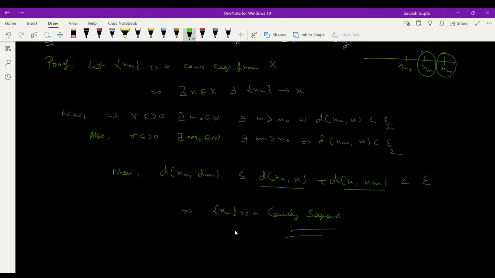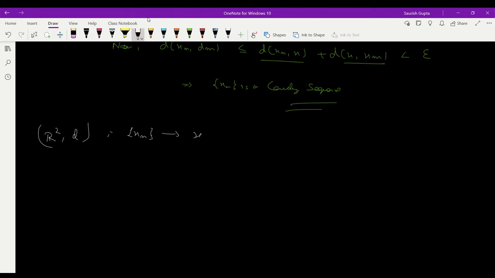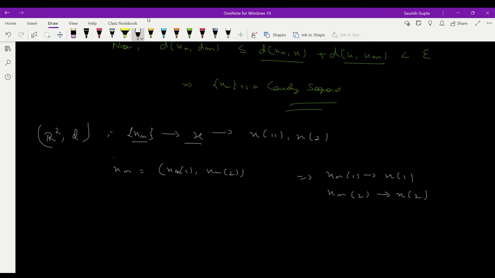Okay. Some more properties related to the convergence of sequences. Suppose you have R2 with respect to, let's say, d only, the usual metric. Suppose you have a sequence Xn and it converges to x. Every element of R2 is an ordered pair of elements, right? So let's say Xn is the ordered pair (Xn1, Xn2), and x is say (x1, x2). So if Xn converges to x, that basically means Xn1 converges to x1 and Xn2 converges to x2. Clear?